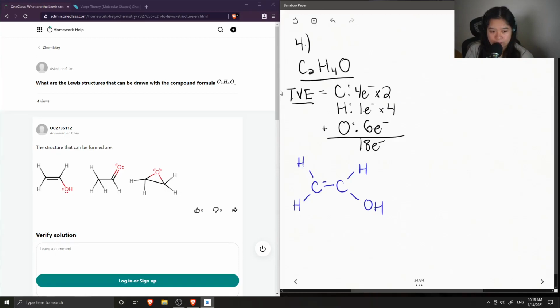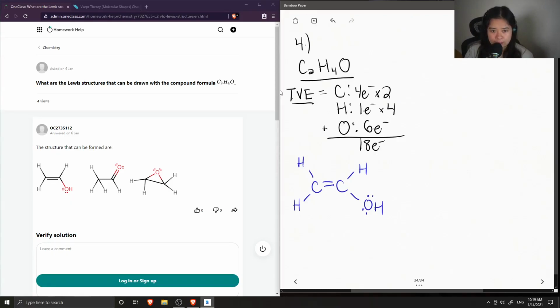So if we draw a double bond, and if we show the lone pairs on the oxygen and count out how many electrons we have, each bond contains 2 bonding electrons, plus the 4 on the lone pairs on oxygen. This gives us our 18. So this can be a valid Lewis structure for the compound with C2H4O.